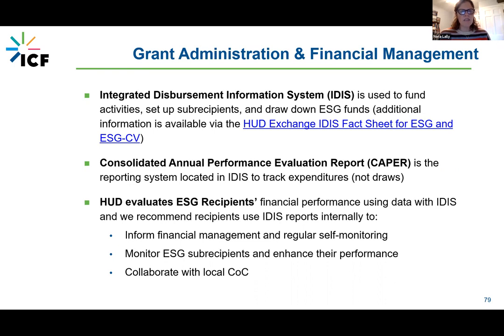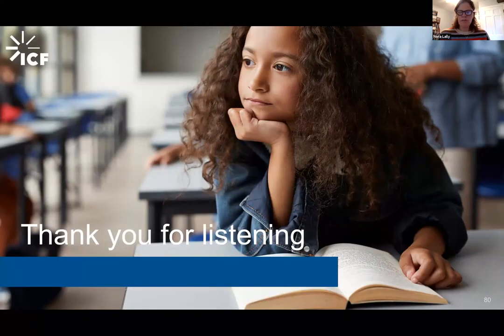And HUD is using that information to look at performance, to look at expenditures. They will use it in the future to be able to assess risk and look at areas for performance improvement and monitoring, and also to share that information with COCs to enable performance improvement and collaboration. So those are a few high-level grant administration behind the scenes things to put all of this in context. And I believe that wraps us up.